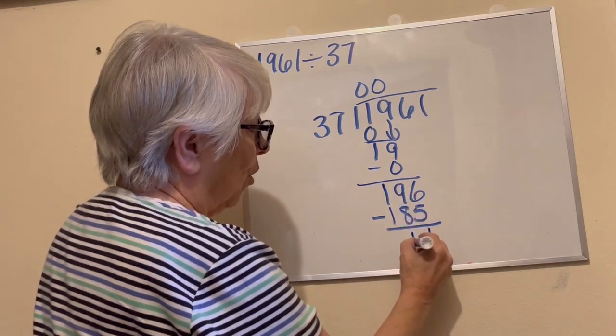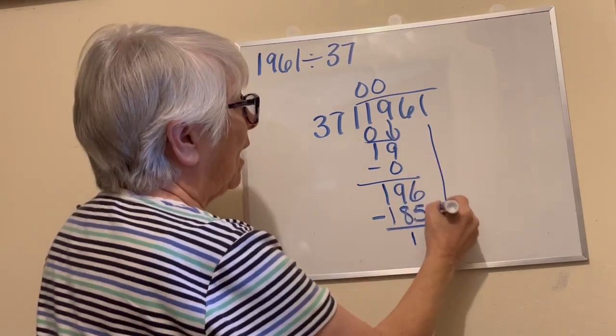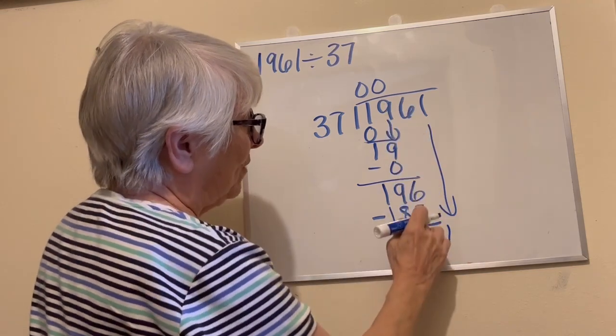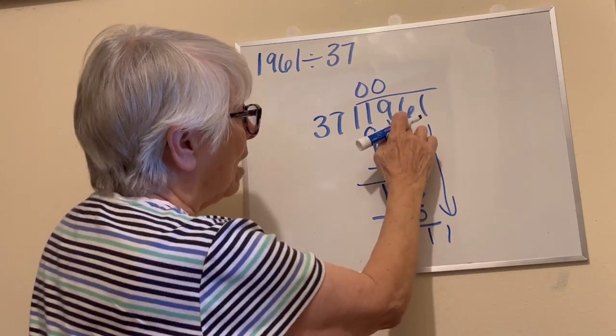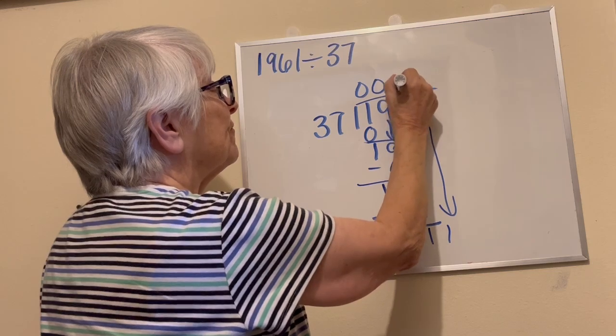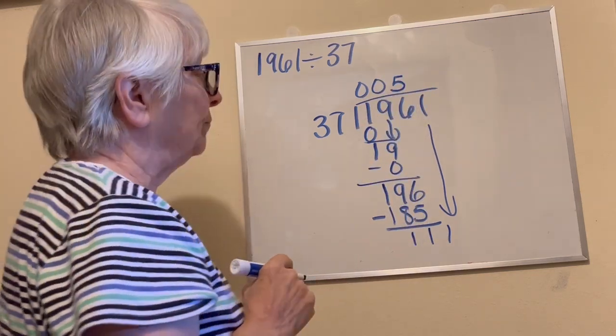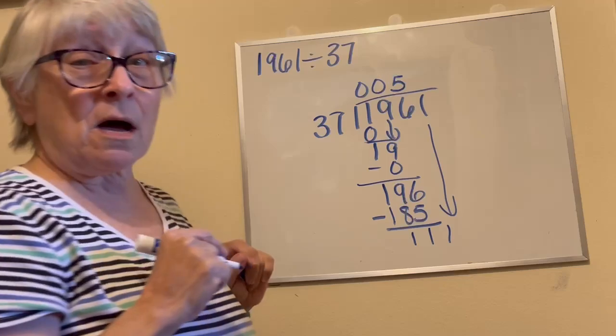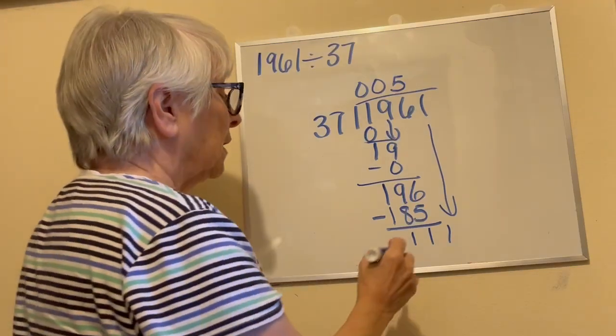I got 11, and I bring down a 1. But I brought down that 6. I have to put a number up, and I used 5, which was the correct number. I can't forget to put that up, or I won't get the right answer on top.